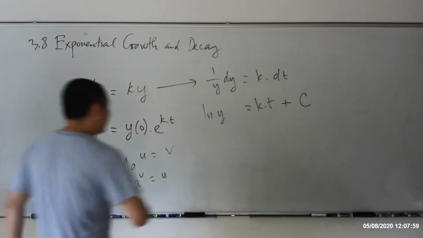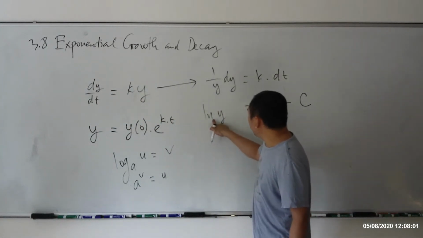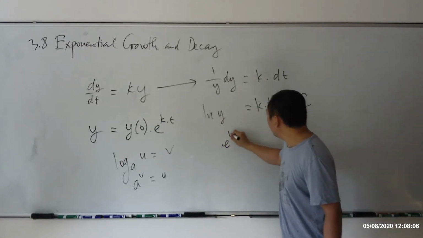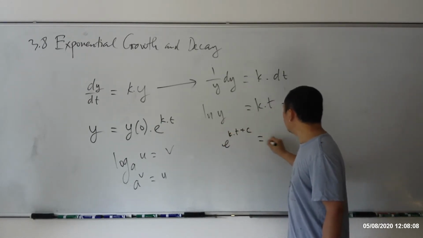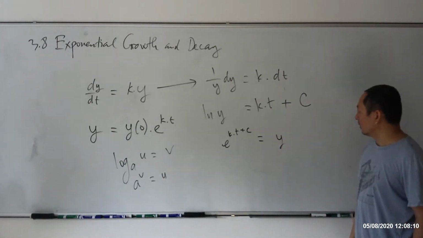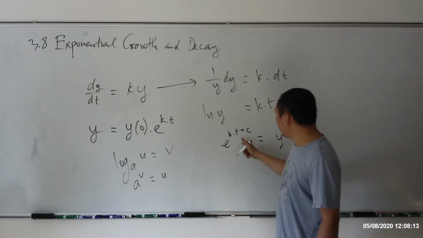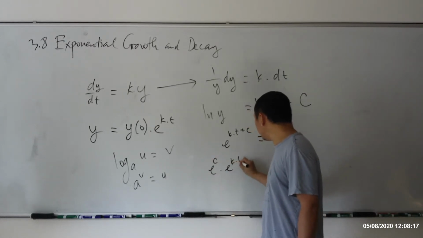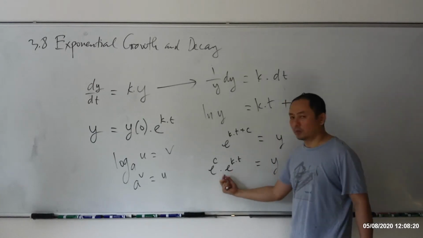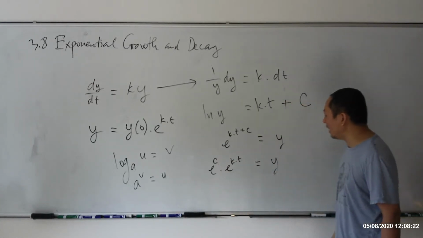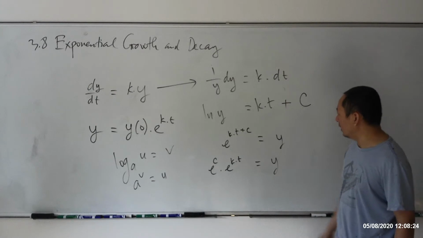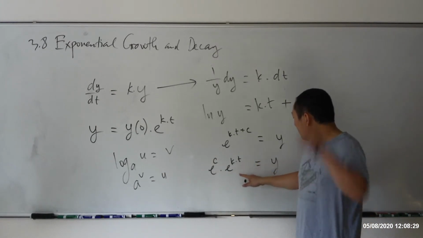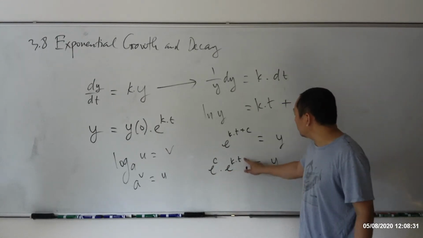Alright, let's continue. So in here the base is e. So e is the base, raised to the exponent right here, kt plus c, equals y. And you know what we do with the exponent? This is e to the c times e to the kt equal to y, right? When you multiply two numbers with the same base, you add the exponents together. And what is e to the c? e to the c is the initial value when t equals 0.